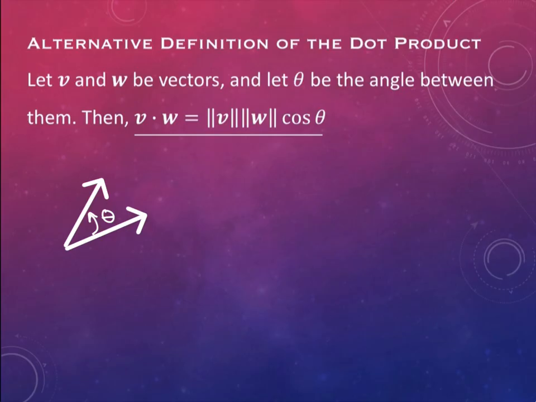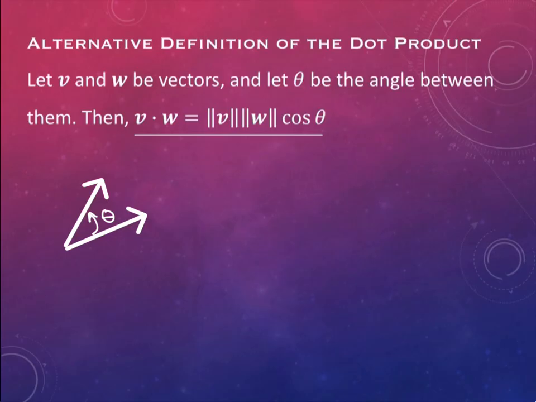The a's and the b's, those vector components that we were looking at before, still get multiplied in the same way on the left-hand side. On the right-hand side, this is saying that we could take the magnitude of v and then the magnitude of w.